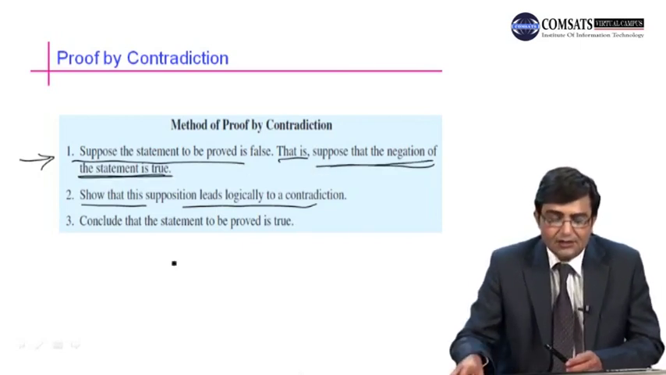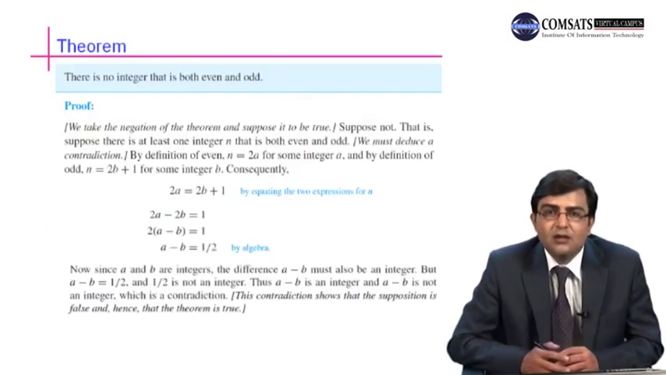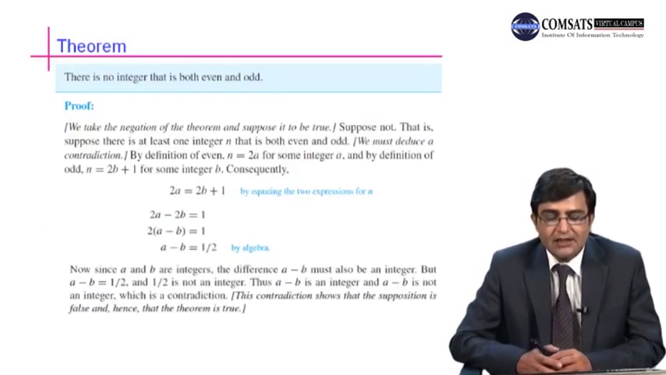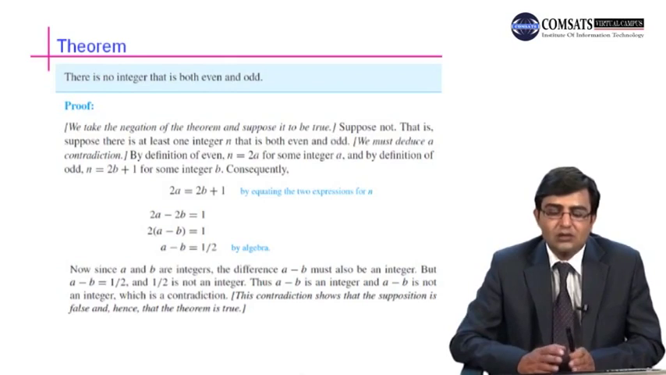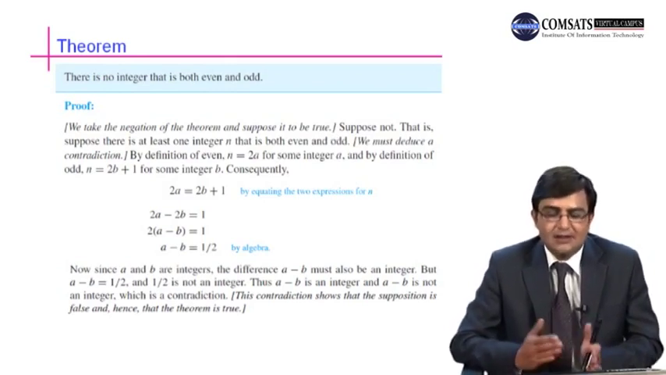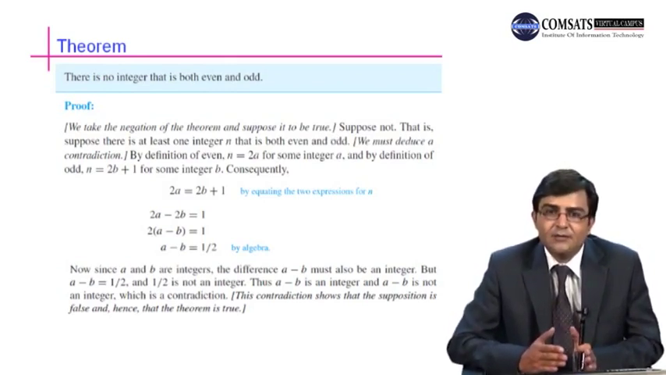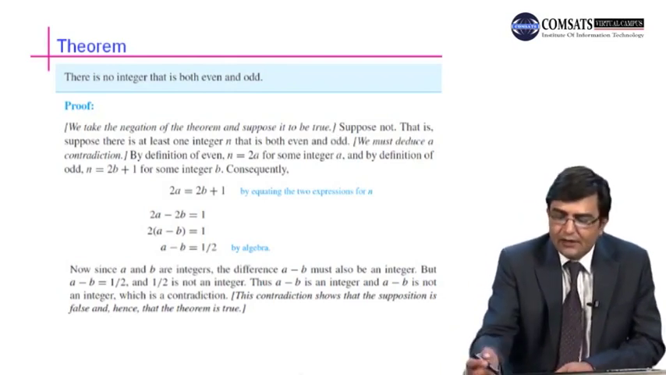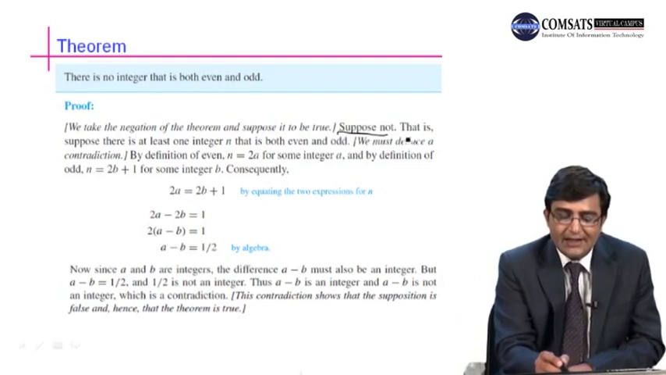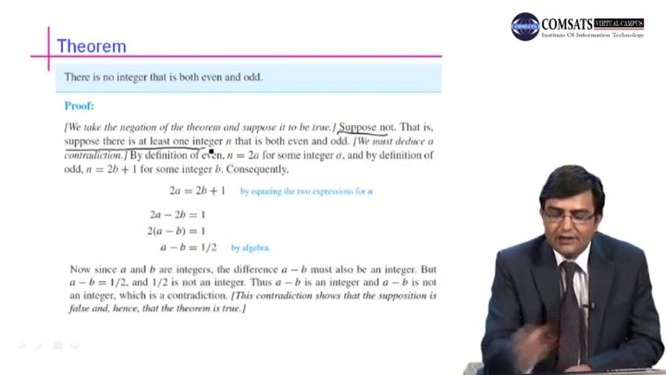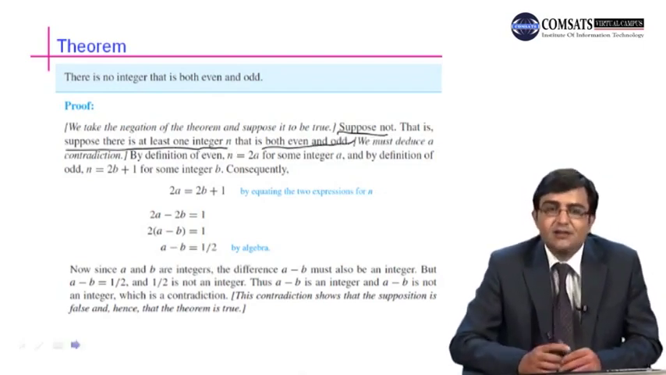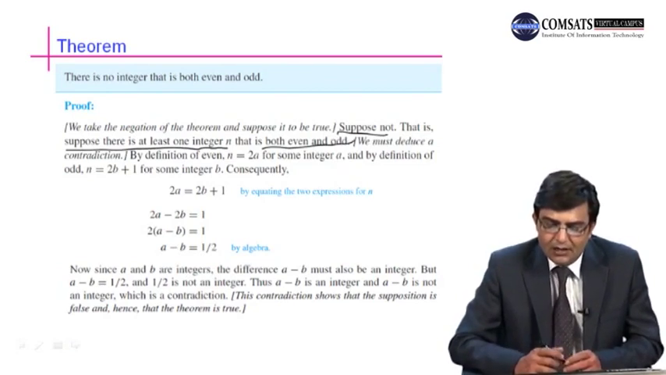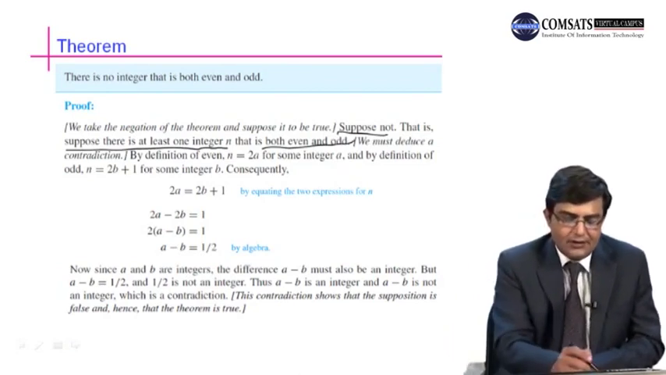So what is the negation of this statement? We suppose that there is an integer which is both even and odd. This is the negation of the given statement. So suppose not here, that is, suppose there is at least one integer n that is both even and odd. So we have supposed the negation of the given statement. So we must deduce a contradiction.